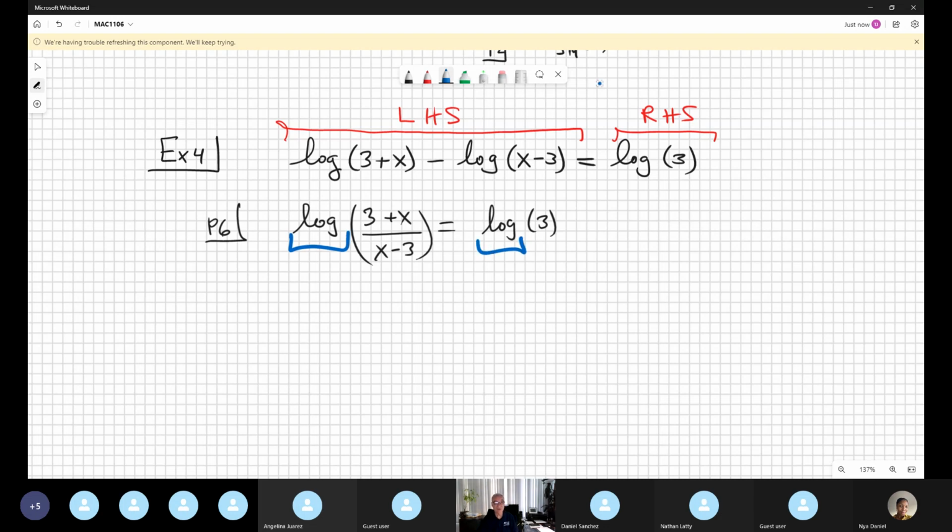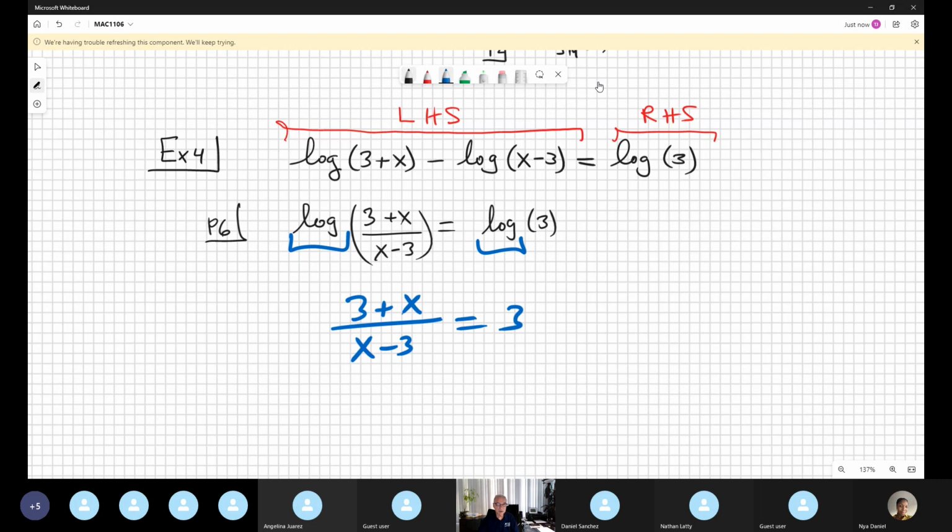Same base, therefore the argument would be the same. So (3 + x)/(x − 3) is equal to 3. So the logarithm disappears, because logarithm is a one-to-one function, so one value inside the domain indicates only one value in the range. No problem.